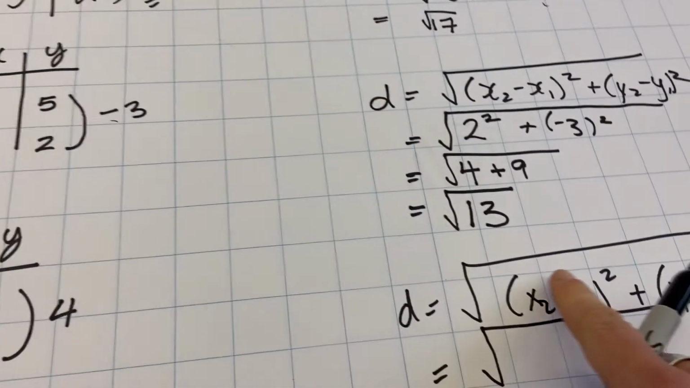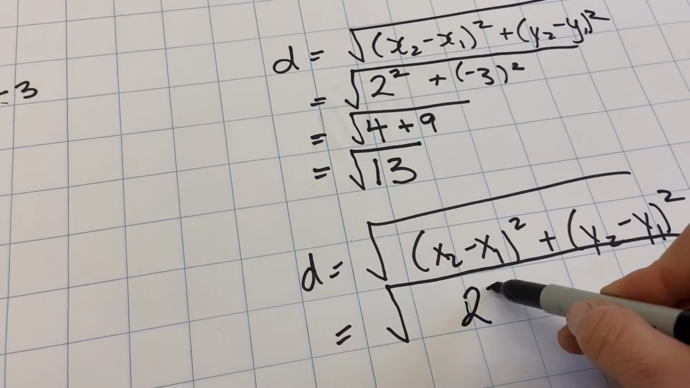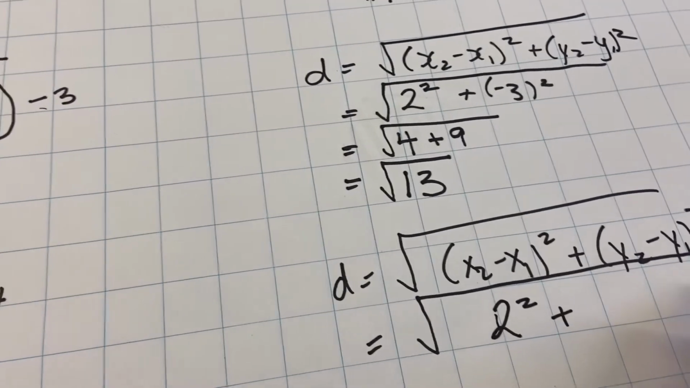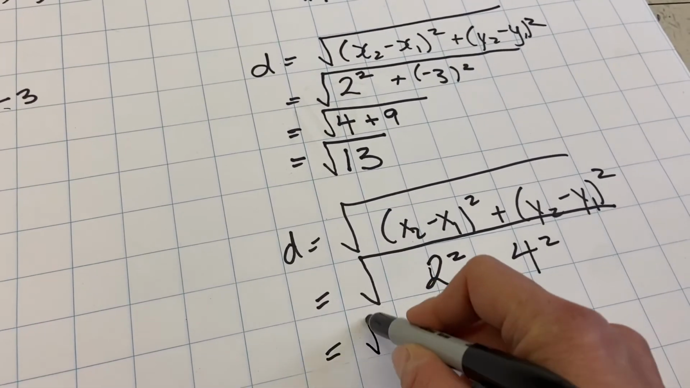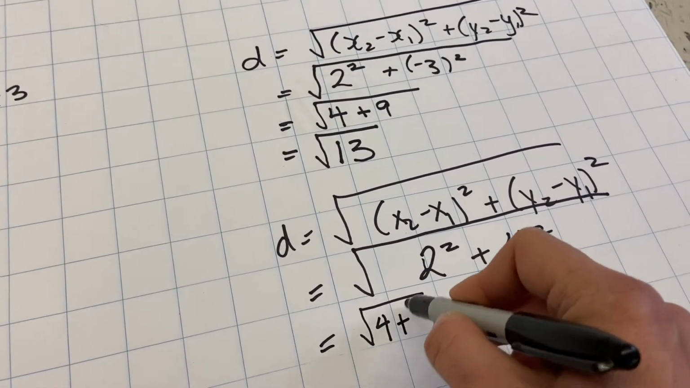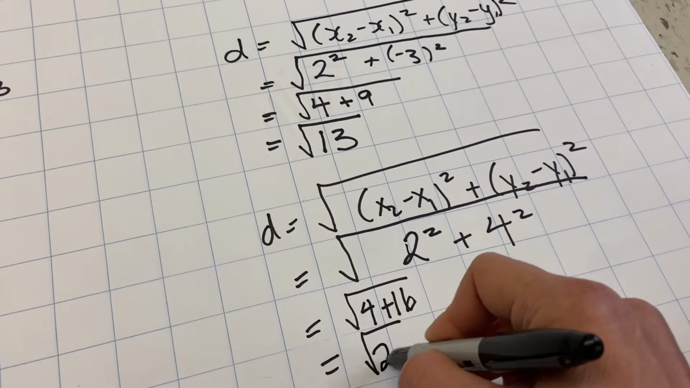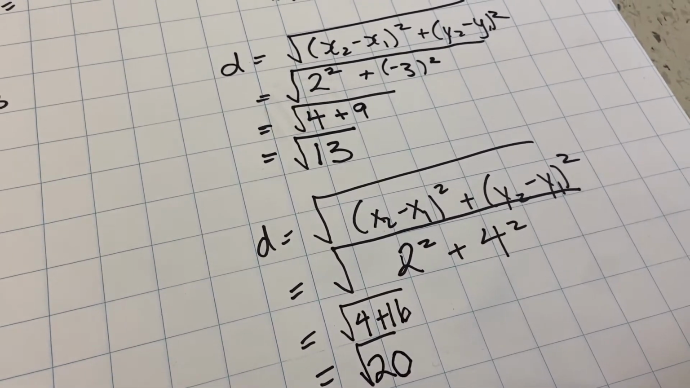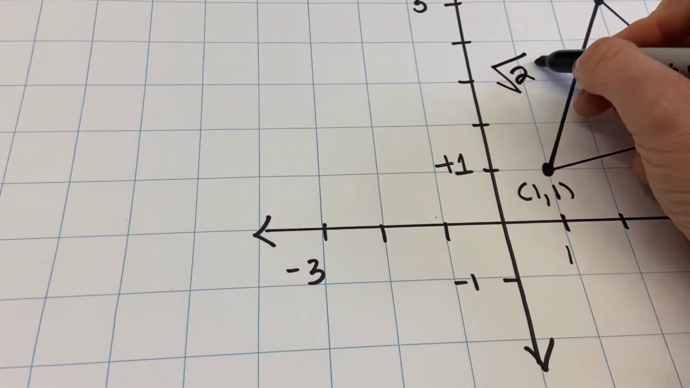When I subtracted my x's, I got 2. So I need 2 squared. And then y2 minus y1 is 4. So I have 4 squared. So I end up with 4 plus 16, which is equal to the square root of 20. So that means this distance right here is the square root of 20.